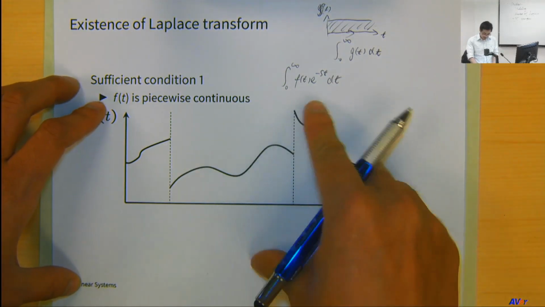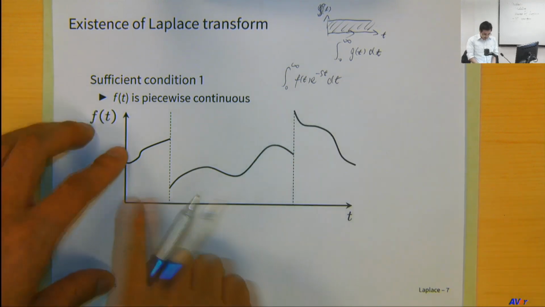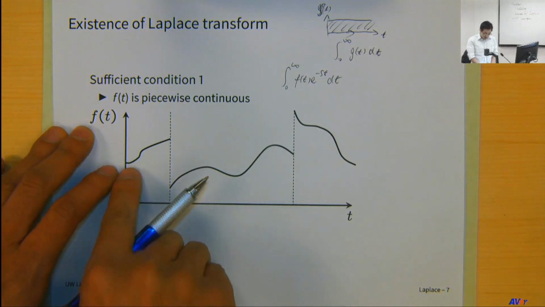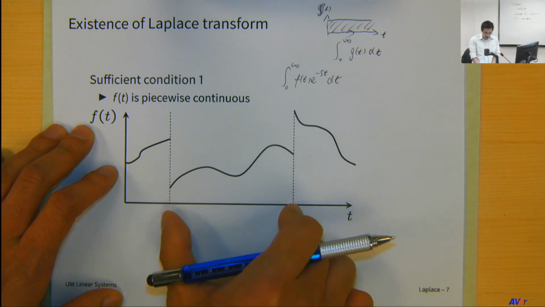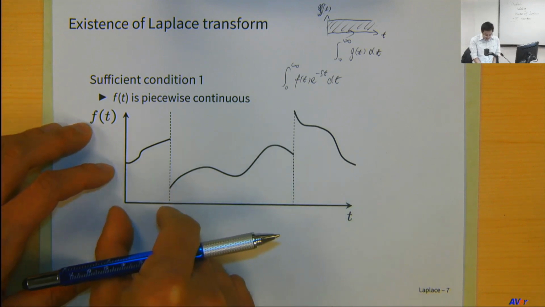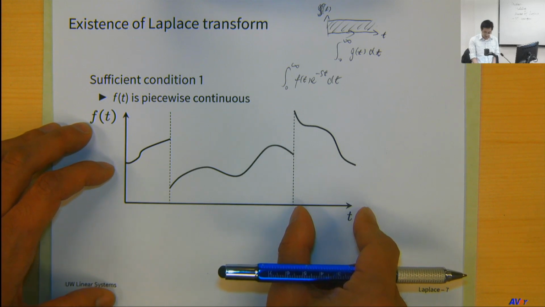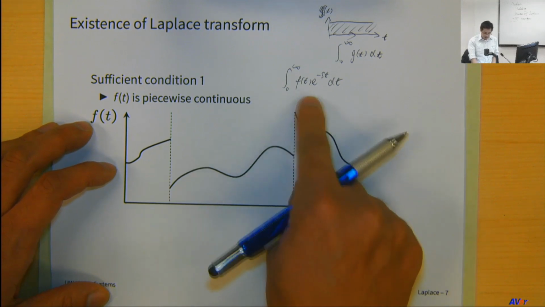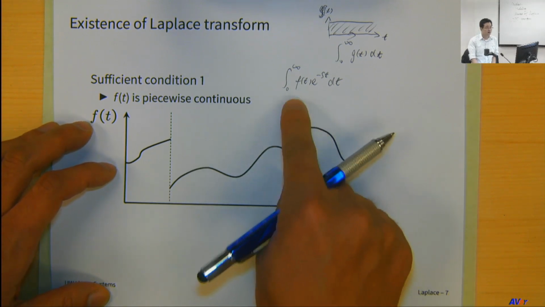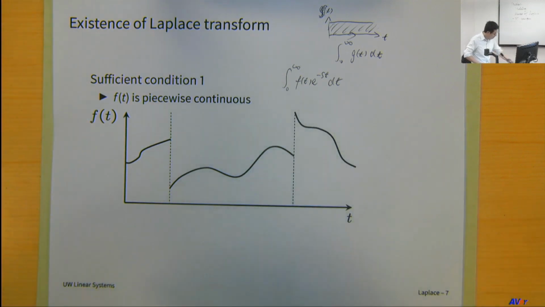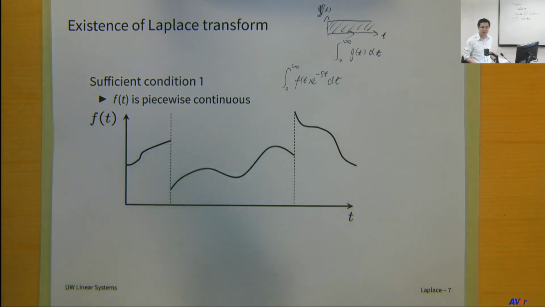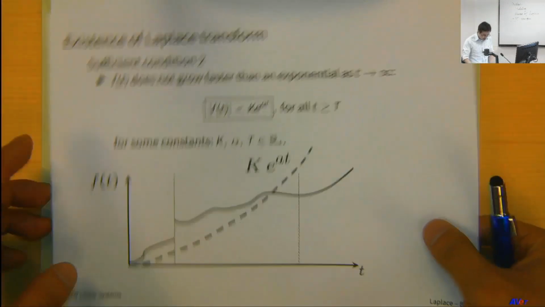It turns out the function f of t can have jumps, it can be discontinuous, but if it's piecewise continuous, so you see sections of continuous functions put together, then it's going to be good for this integral. So the Laplace integral is pretty forgiving in terms of function properties. You don't have to be perfectly continuous, but as long as you're piecewise continuous plus another condition that we're going to talk about now, you're going to have a convergent Laplace transform. And that second sufficient condition is this.